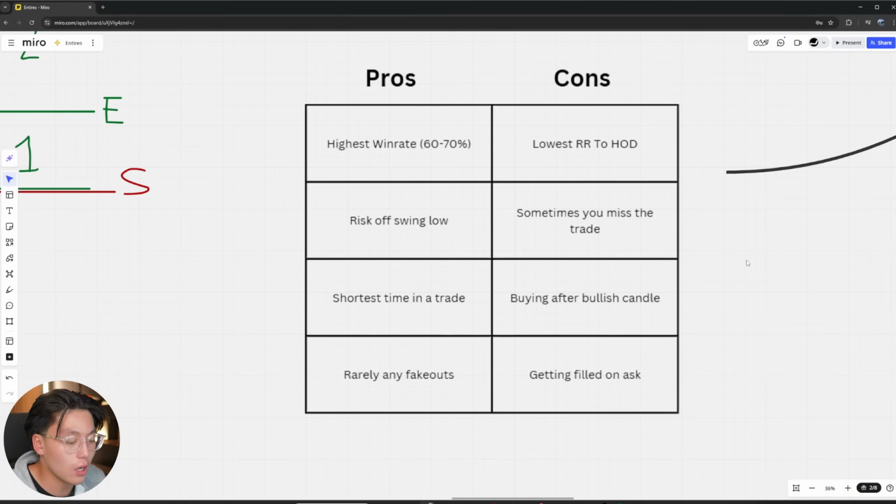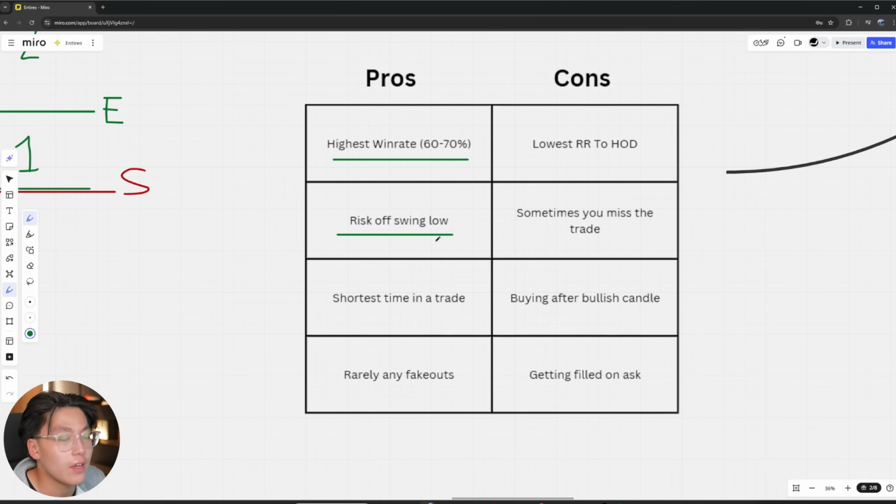So the pros and cons of the third entry model. The pro here is that it does have the highest win rate possible. So when you're observing price action and you're also waiting for confirmation as well, you're going to have around a 60 to 70% win rate because you're waiting for that extra confirmation. This, of course, is around 60 to 70% to 80% in a more bullish market.